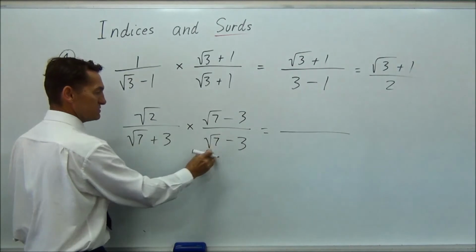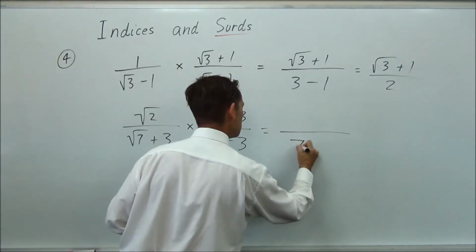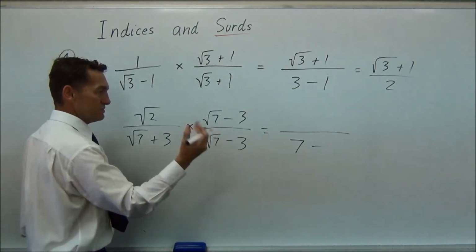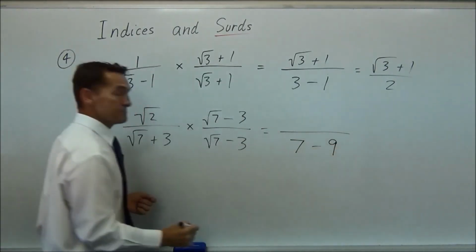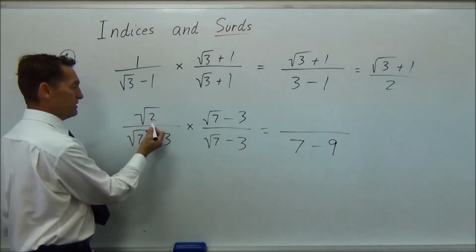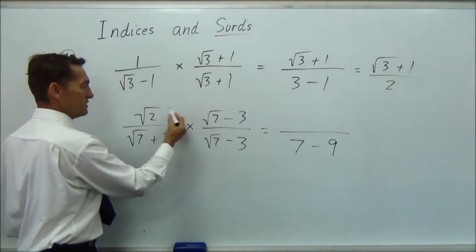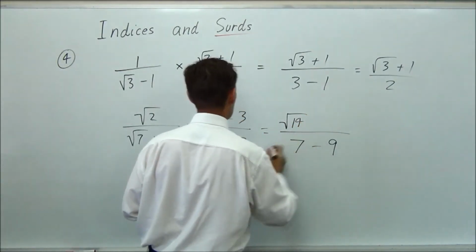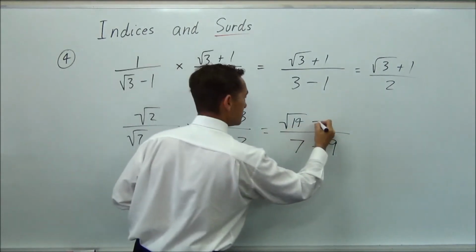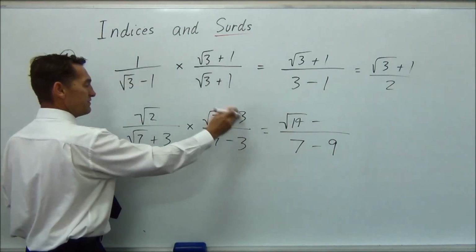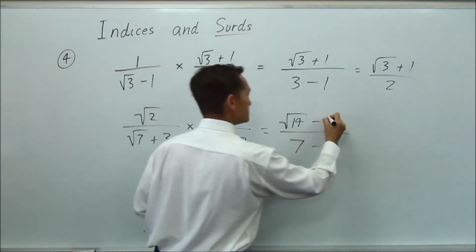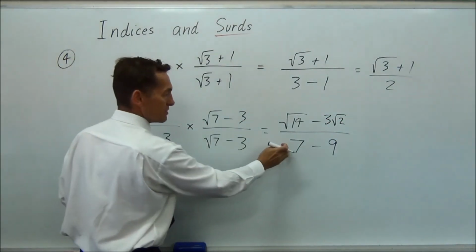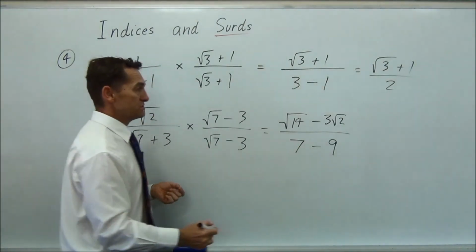So root 7 times root 7, a root times a root is the number. Put a minus sign. 3 times 3 is 9. Okay, then we just multiply the top. Now I've got a root times a root, so I can include that. 2 times 7 is 14. I've got a minus sign up the top, so I'm going to leave the minus sign there. And I'm just going to have 3 multiplied by root 2, which is just 3 root 2. Clean up the bottom. 7 minus 9 is going to be minus 2.